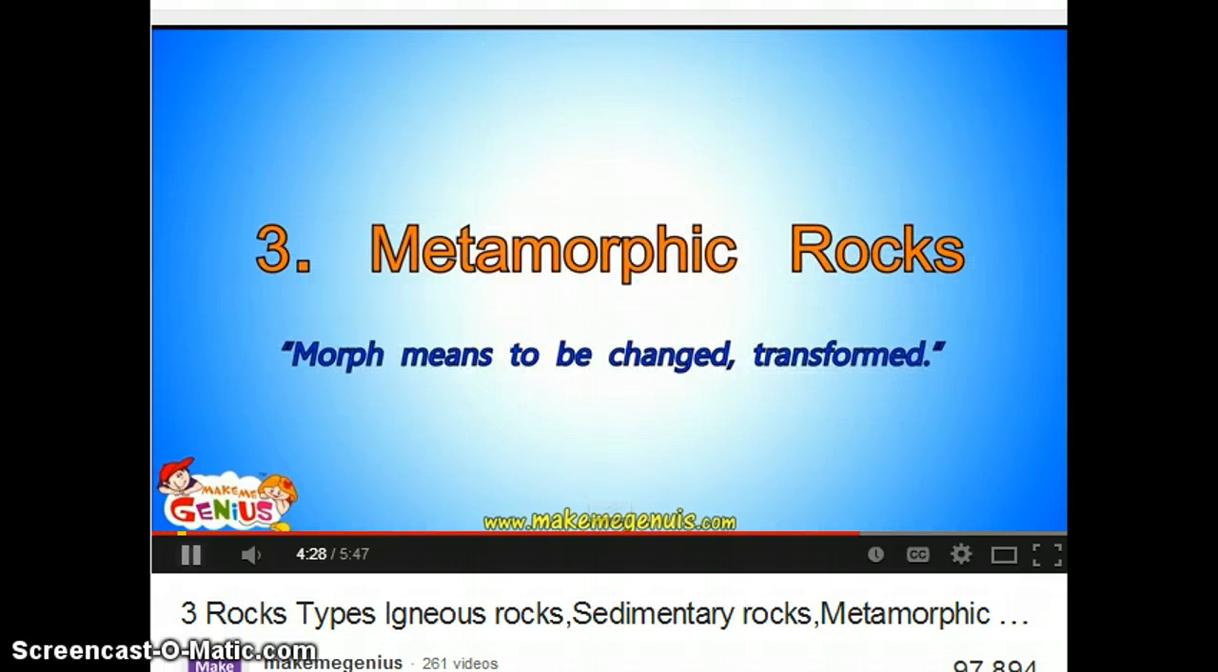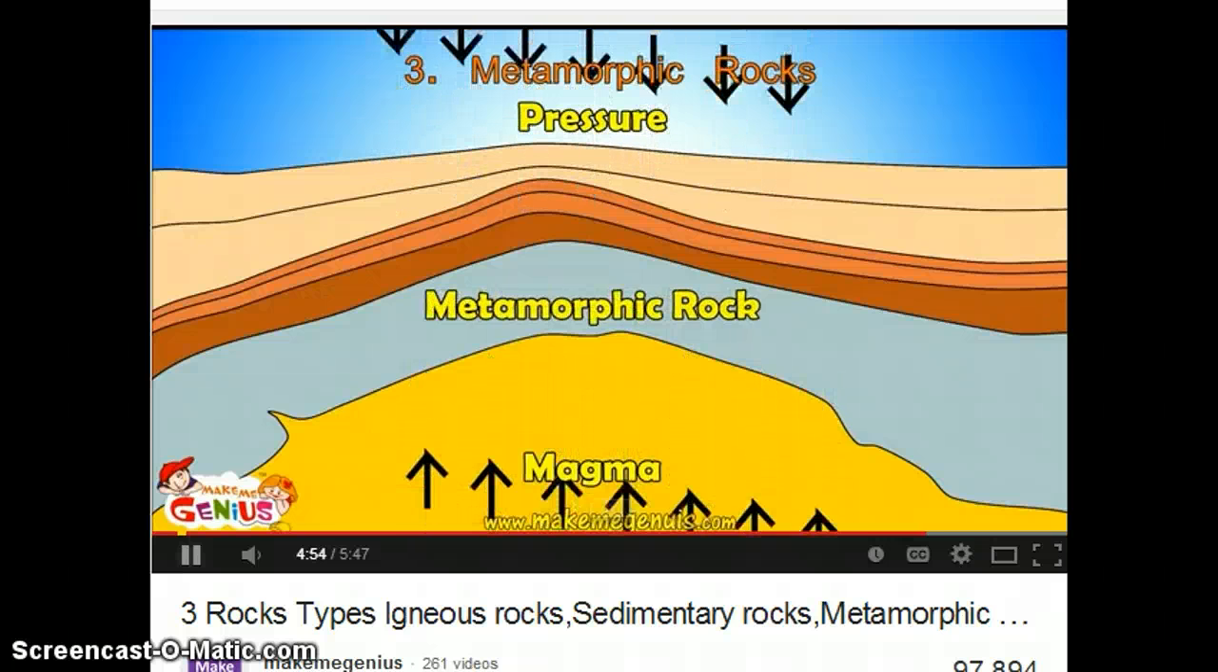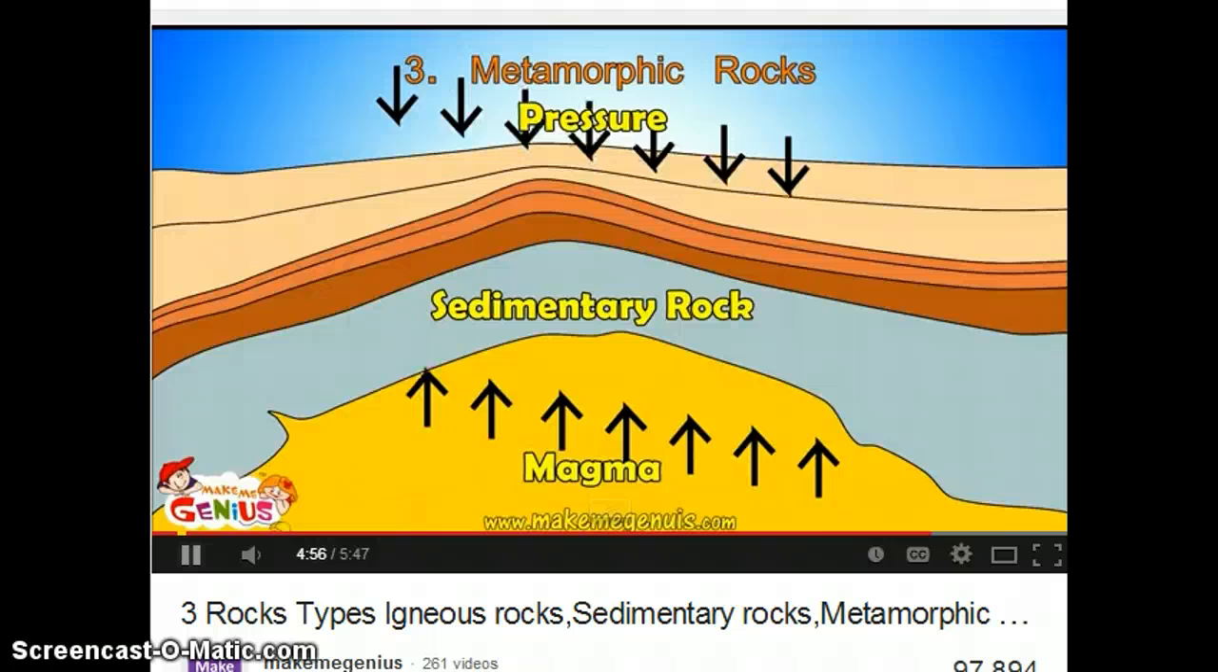Now, let's learn about the third type of rock. These are called metamorphic rocks. Let's again focus on names. Metamorphic is derived from the word morph, which means to be transformed or to change. Yes, you understood right. Metamorphic rocks are changed forms of igneous and sedimentary rocks. Metamorphic rocks are formed when other types of rocks are changed due to a lot of heat or pressure.